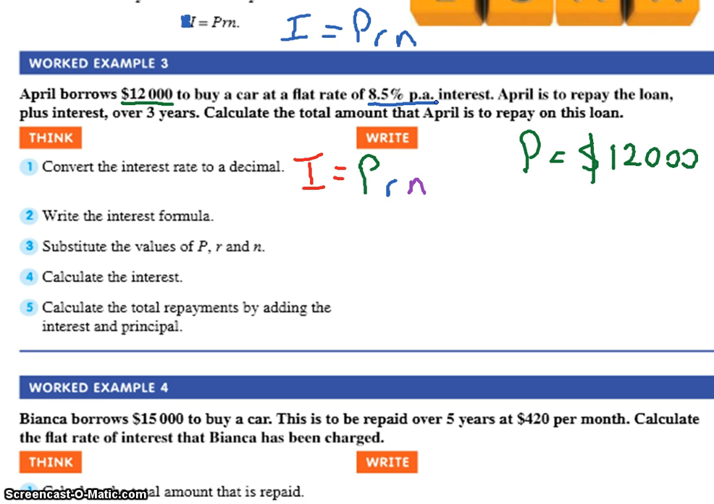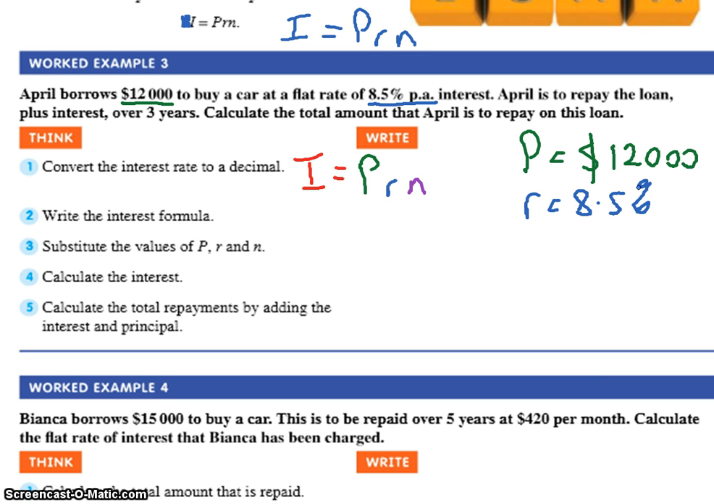Okay, so we write down what I know. R equals 8.5%, but we want it expressed as a decimal. What's 8.5% as a decimal? Everyone should be able to do that. Oh, 0.085. Not 0.85, that would be 85%. You've got to divide it by 100.